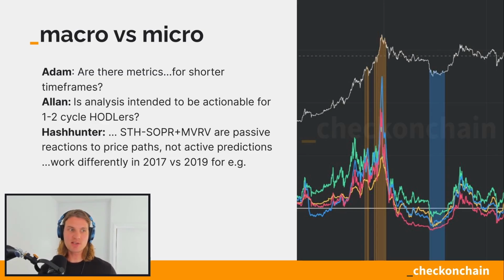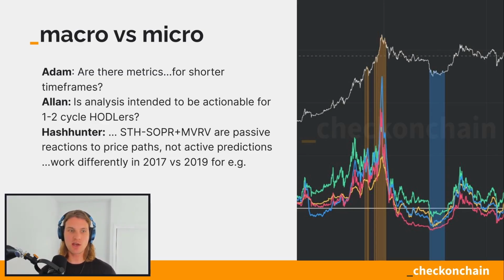Okay, so the second set of questions was looking more at the metrics and actionability, and I'll put this into two different buckets. There's a question of how we actually use different metrics on a shorter time frame versus a macro time frame. But then there's another layer to this, which is in terms of the analysis that we do here at Check Onchain, who is it really suitable for? Now, the broadest audience, what folks are looking for is just to get a bit of a sense of where we are.